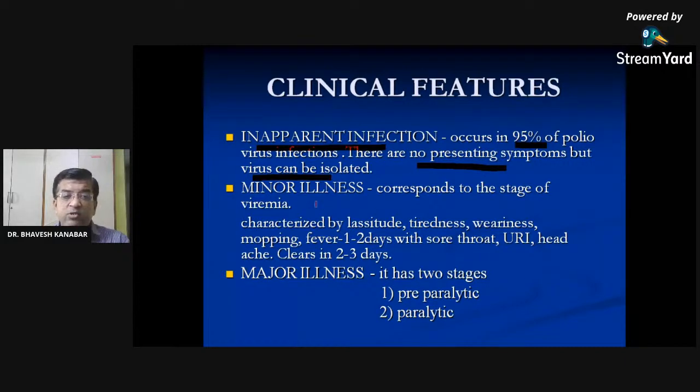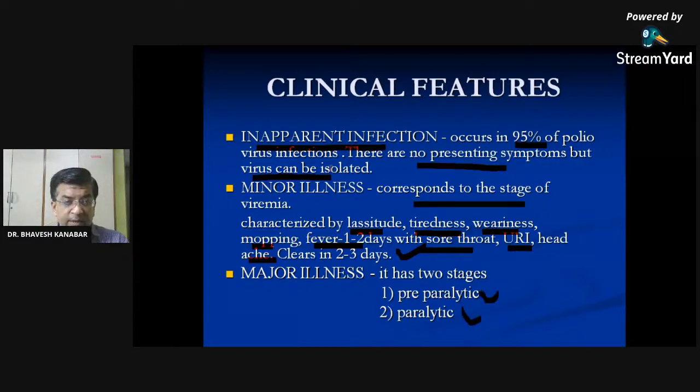Minor illness occurs at the stage of the viremia, that is characterized by lassitude, tiredness, weariness, malaise, fever. Generally, this is uneasiness, whatever we feel during viral infection, uneasiness, right? Fever for 1 to 2 days with sore throat, upper respiratory infection, headache, but this all clears within 2 to 3 days. Major illness has two stages: pre-paralytic polio and paralytic polio.